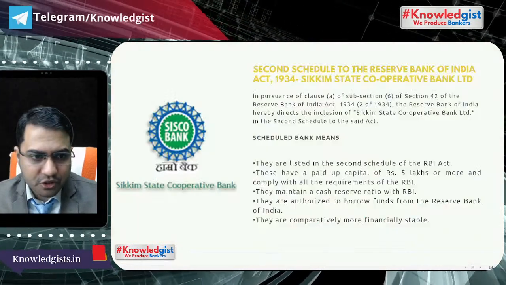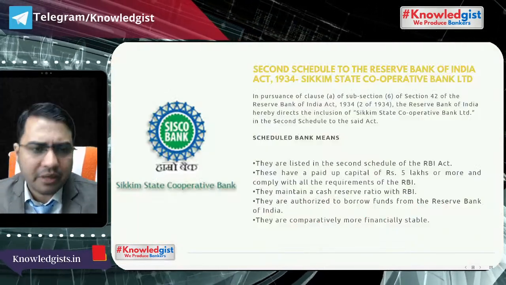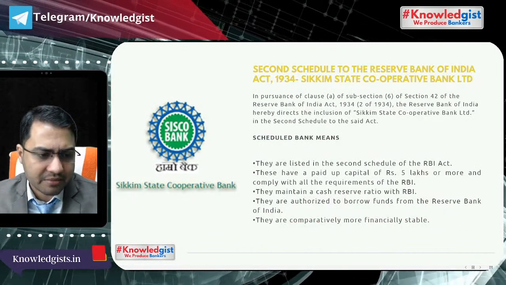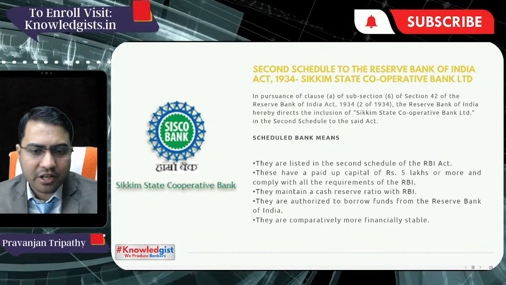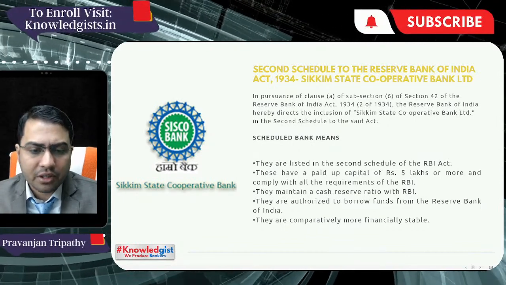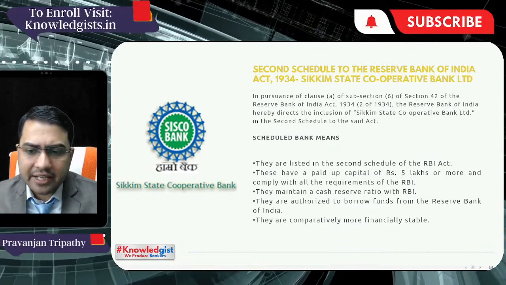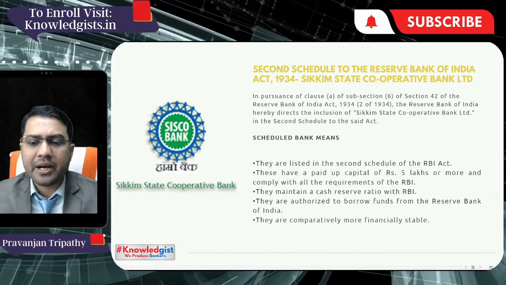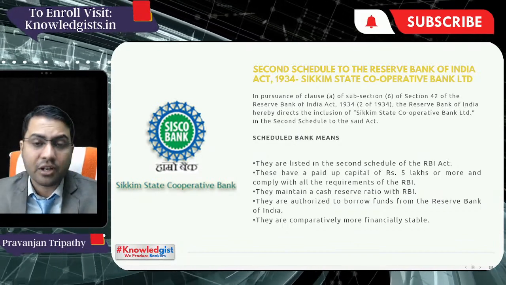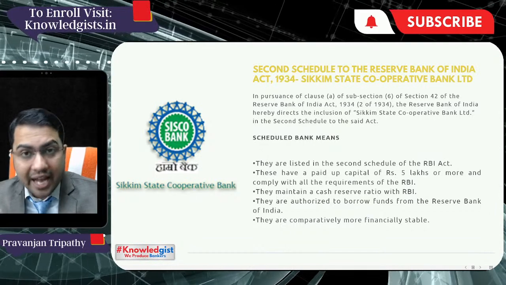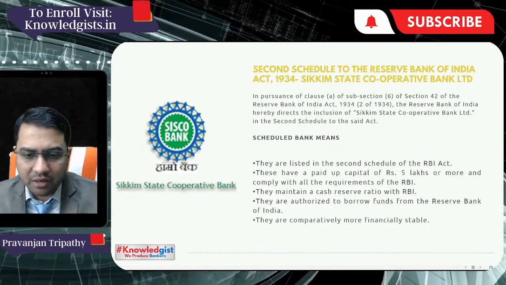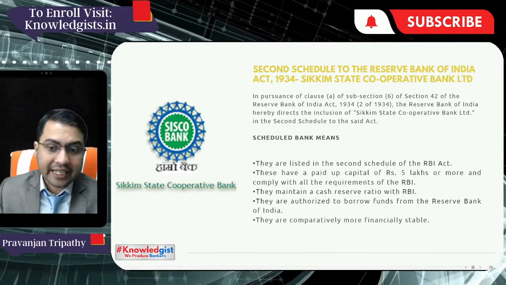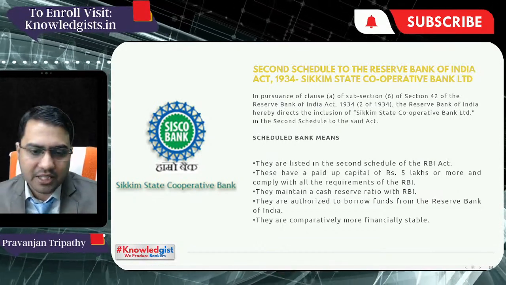Also we have MCQs to follow. In the second schedule of the Reserve Bank of India Act, here comes the Sikkim State Cooperative Bank. What are the benefits of being a scheduled commercial bank? They are listed in the second schedule of RBI Act. Their paid up capital is rupees 5 lakhs or more as per the RBI Act, released in 1934. Now the requirements have gone up, but the regulation norms have not changed.